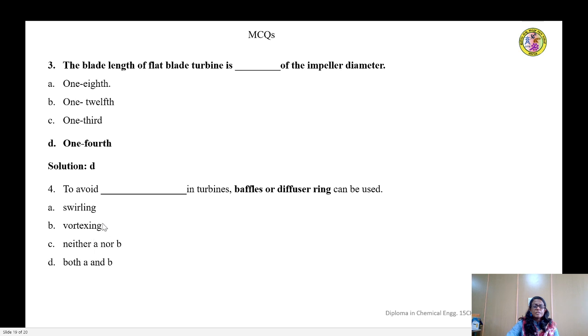Swirling and vortexing are simultaneous phenomena. When swirling occurs, vortexing also takes place. It is important that we avoid swirling and vortex formation because that leads to incorrect or inefficient mixing. So baffles or diffuser rings are the elements that can be used to prevent swirling and vortex formation. Accordingly, the last option, option D, is the right answer.